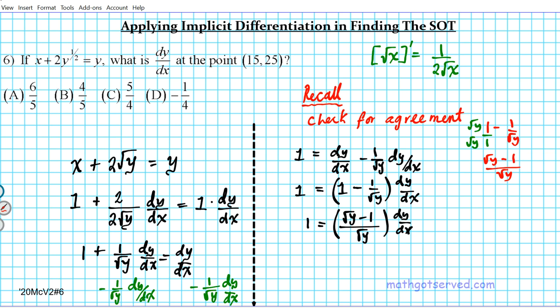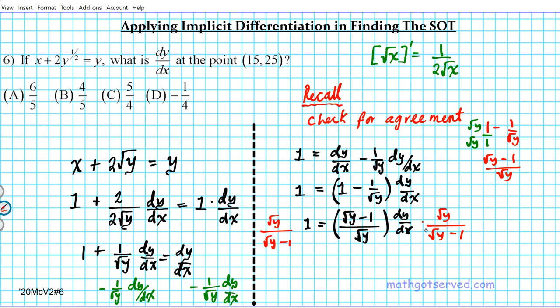Okay, so to get dy/dx by itself, I need to get rid of this coefficient. So what do I do to both sides? Rather than divide by this coefficient, I can multiply by its reciprocal. Since I have it already combined nicely, I can just multiply by root y over root y minus 1. All right, so when we do that to the left, we do exactly the same thing to the right to preserve equality. And then we have root y minus 1.